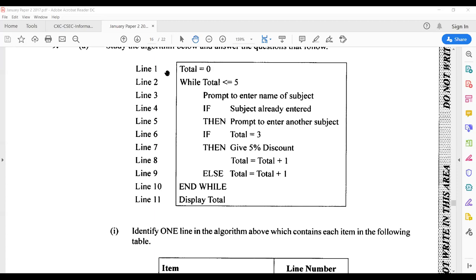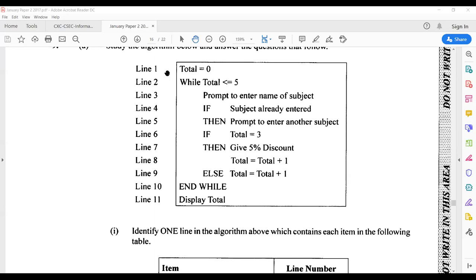Right, there are multiple lines with output statements. Right? Line 3, line 5, and line 11. So either one of those would work. So you put line 3.